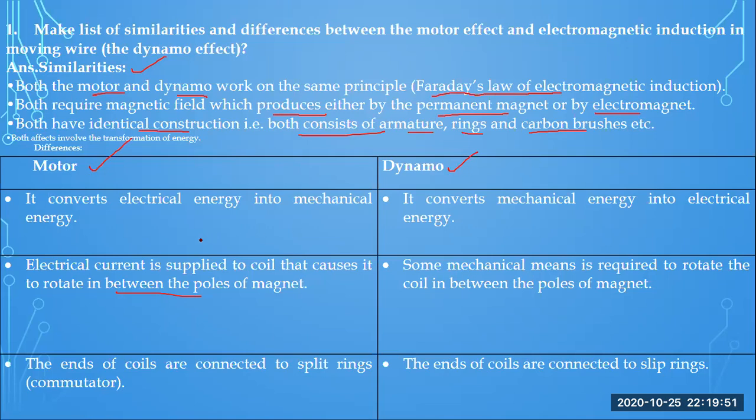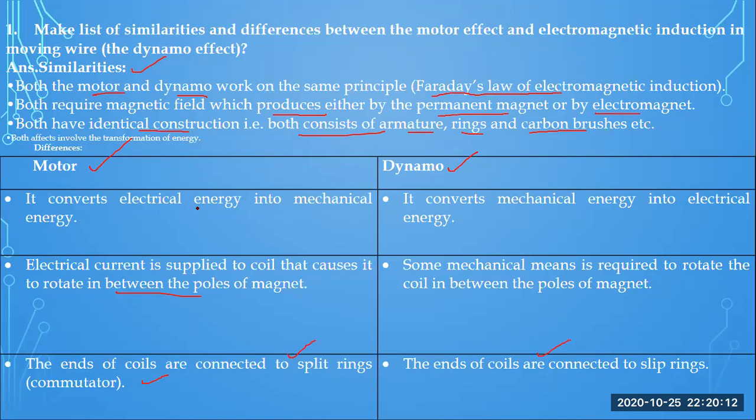But here, when the current passes through the coil, it rotates between the magnet. The ends of the coil are connected to a split ring. So this is the third difference. In the dynamo, the ends of the coil are connected to slip rings. Here these are connected with the slip rings, and here it is connected with the split ring.